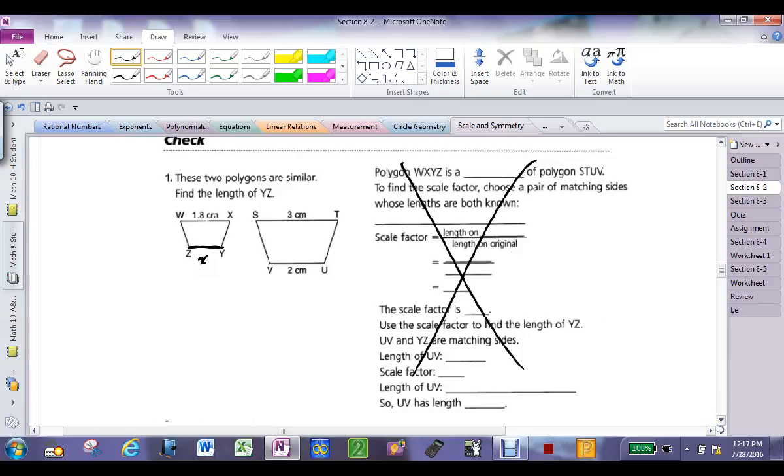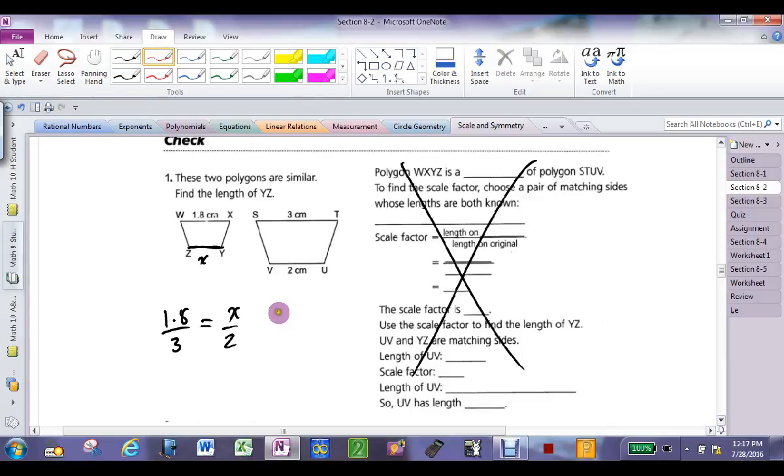Now I got to do my comparison. What are the sides I can compare? I need to look for a pair of numbers in the same position. 1.8 and 3. 1.8 over 3. Is that okay? All right. So what's the other fraction I have then? X over 2, because I got to keep the order the same. Everybody cool? So do that math on your calculator.